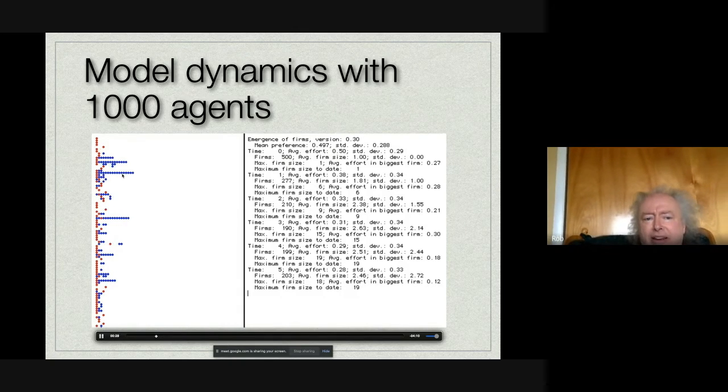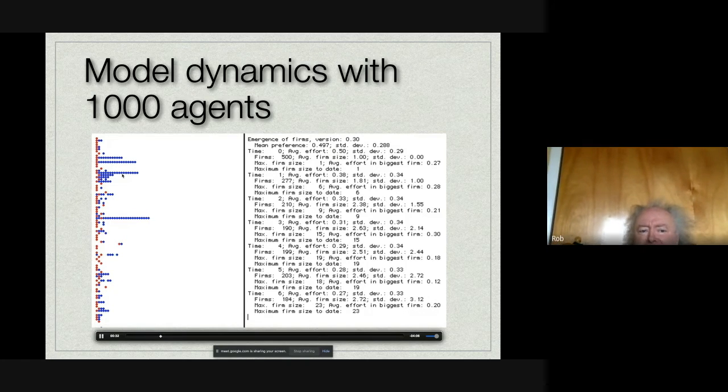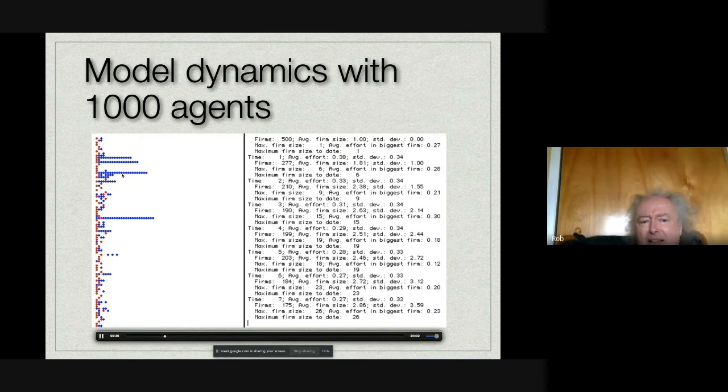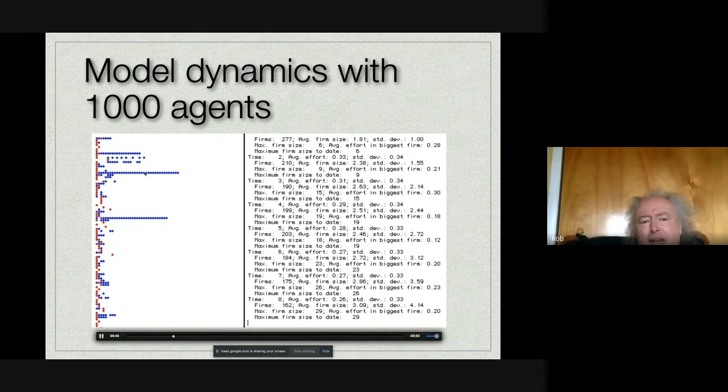Now the key dynamic here is that once a team starts getting big, every worker just figures out they can shirk a little bit, and they're still getting a high payoff because of the increasing returns to scale, but they can shirk a little bit and get away with it. Now the red agent here is the firm founder. In some versions of the model, the firm founder can fire people. In some versions he can't. But you see firms growing up.